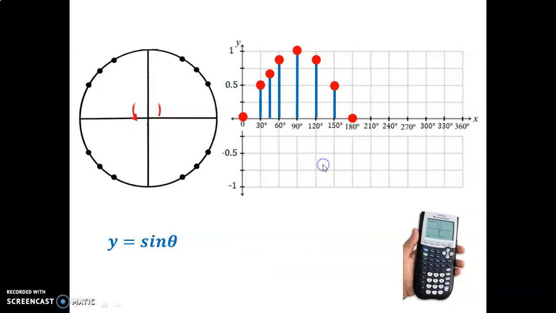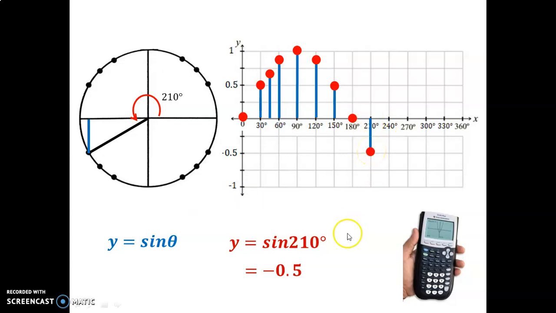Okay, 210. Let's spin all the way to 210. 210 brings us to this angle. Here's the distance we want. Notice now our y value will be negative, right? Because up here we had positive y values, but now we're below the x-axis, so these are negative y values. So we're trying to see what is the y value right here, right? How far down did it go down the y-axis? So let's figure it out. Sine of 210, put in your calculator, negative 0.5. All right, so 210 degrees, negative 0.5. We are right here.